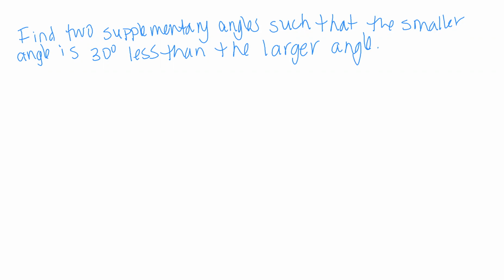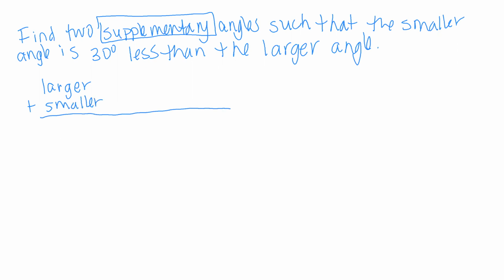Okay, so in this particular problem, you need to make note of the fact that we're dealing with supplementary angles. We know from earlier that supplementary angles are 2 angles that add up to 180 degrees. All right, we're dealing with a smaller angle and a larger angle. So starting with just words, I have a larger angle. If I add it to my smaller angle, it has to add up to 180 degrees. Okay, supplementary angles must add up to 180.